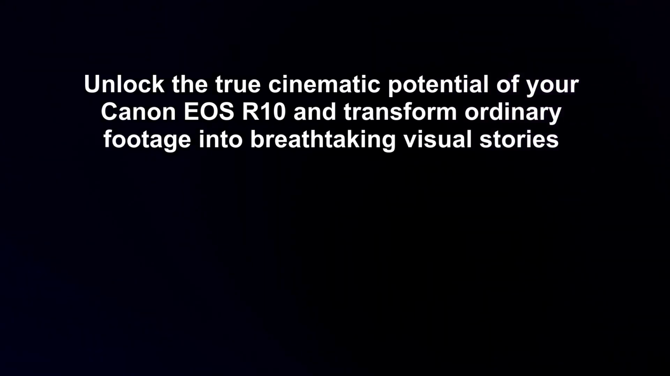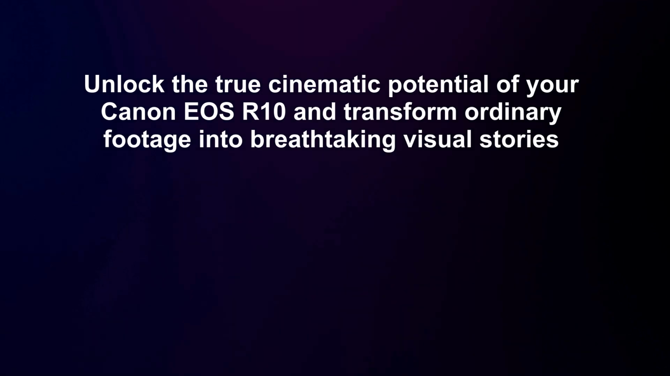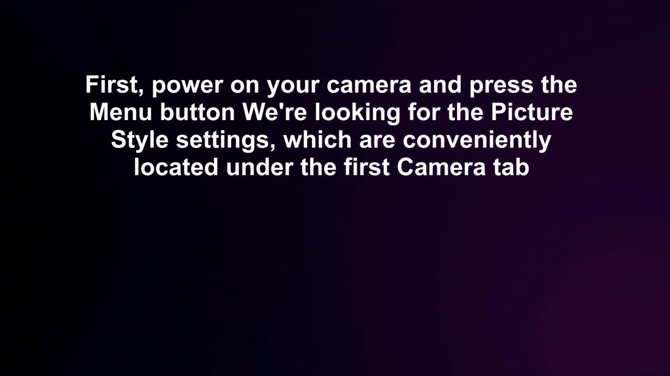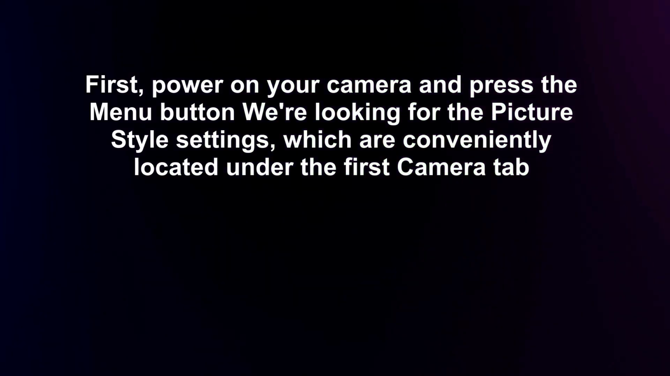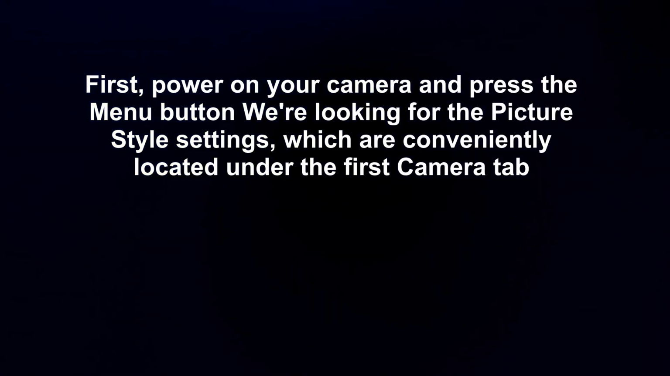Unlock the true cinematic potential of your Canon EOS R10 and transform ordinary footage into breathtaking visual stories. First, power on your camera and press the menu button. We're looking for the picture style settings, which are conveniently located under the first camera tab.